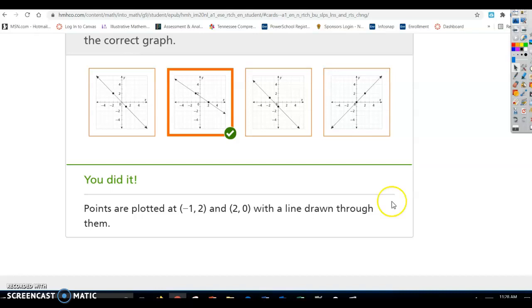So that's a little bit about slopes and rate of change. If you have any questions, please let me know.